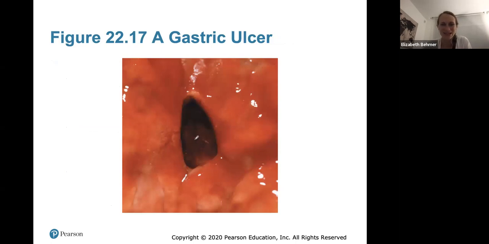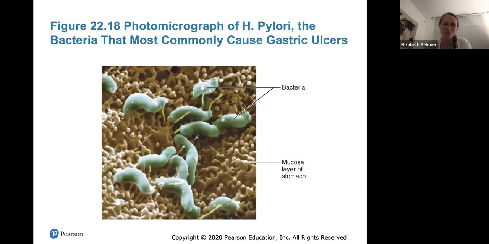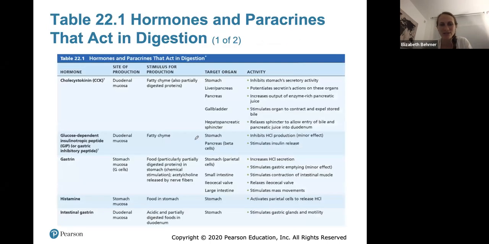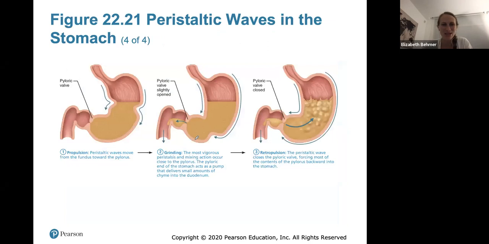Doesn't that look nice? But again, this occurs when that mucosal barrier is fought through, usually due to a bacteria, but ulcers can also be caused by stress. You might have heard that before. And here's a look at the bacteria that will kind of eat its way against the mucosal layer of the stomach wall. Here are some hormones that are involved in digestion. I don't think I asked you questions about that.